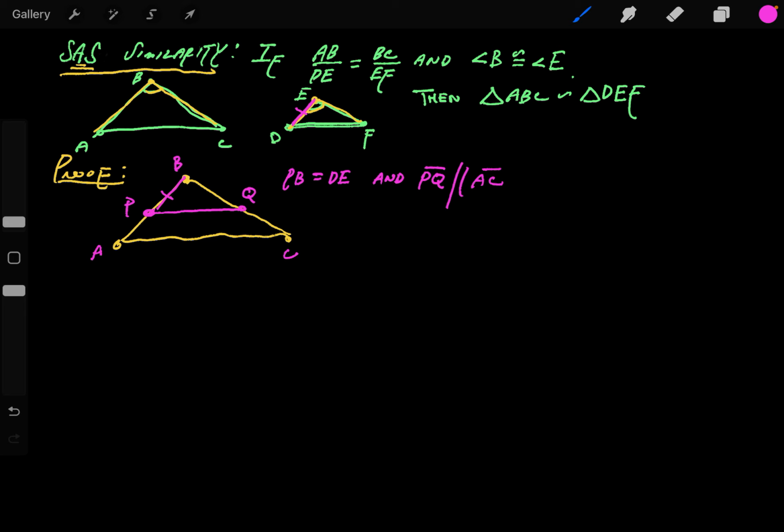Now, once you have that, you can state certain things. You could say that this angle over here is the same as this one over here, and this one over here is the same as this one over here, and of course they share this third angle up there. Now, what you have with that is that triangle PBQ is similar to triangle ABC, so ABC is similar to PBQ by angle-angle similarity.